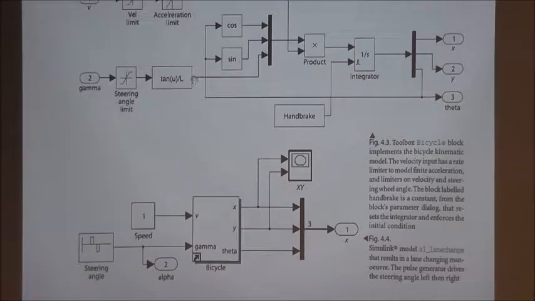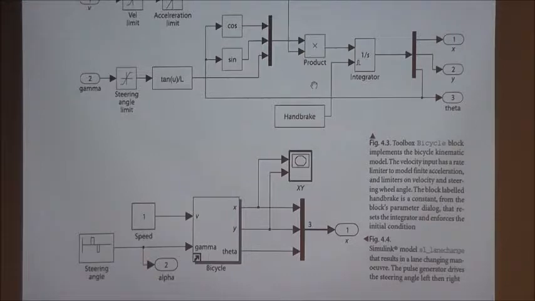So this is the cosine of theta. Here is theta, sine of theta. Then you multiply them by v, and you integrate it. Then you get x, y, and theta. These are your outputs. Okay. There's also a box called handbrake for emergency situations.